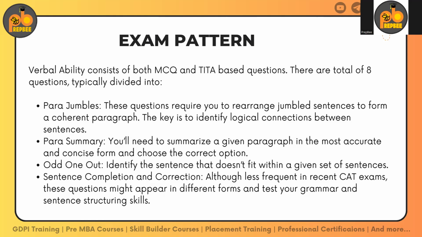So, as you all know, para jumbles is rearranging the jumbled sentences into a coherent paragraph. You have to identify the logical connections between the sentences, and I have given a lot of approaches to solve para jumbles in the previous video. You can just refer to that. Summary is where you have to summarize the given paragraph in the most concise form. And here, POE, that is point of elimination, is very commonly used.